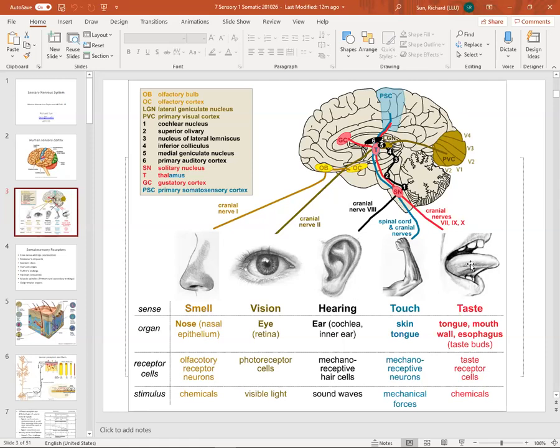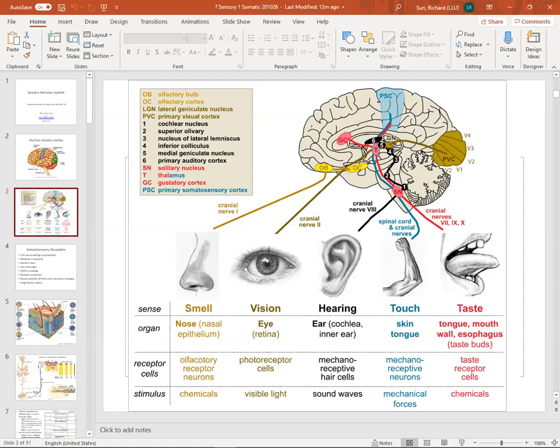And we have the taste. Taste is also a chemoreceptor, located in the tongue, mouth wall, and esophagus. All these regions contain taste buds. The receptor is a chemoreceptor, and the signal is sent to this region in the brain.